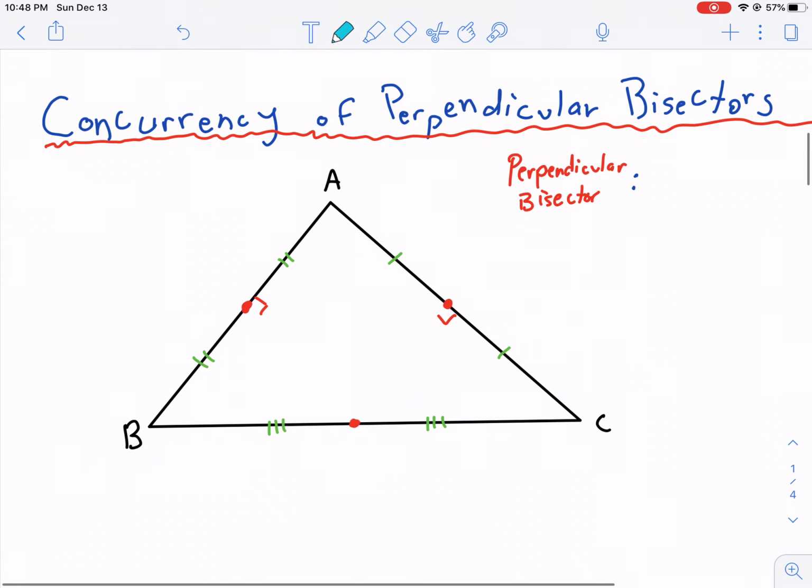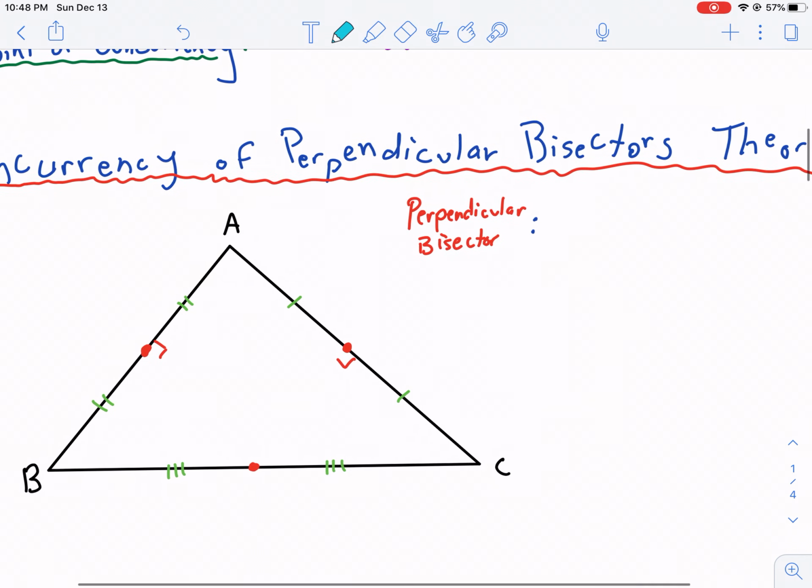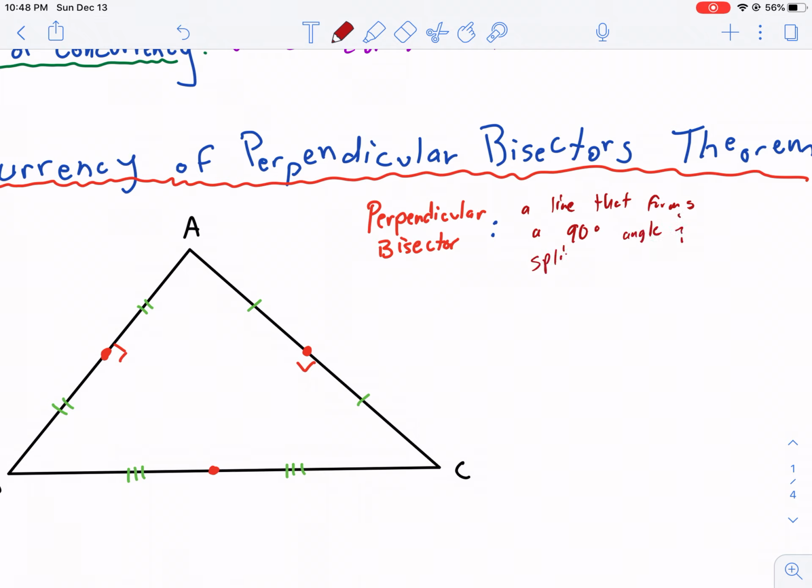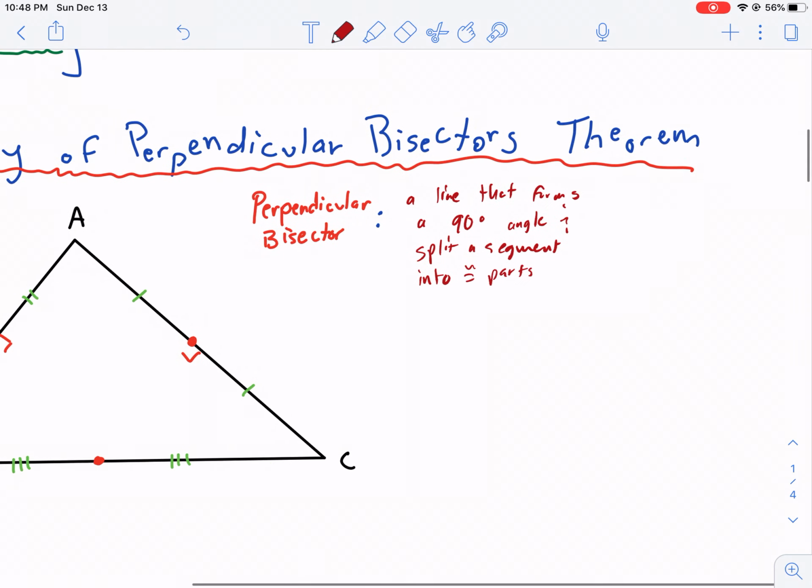So we're looking here at triangle ABC. Oh, here's vocab. Perpendicular bisector. Almost missed it. That is a line that forms a 90-degree angle and splits a segment in two, into two equal parts. How about into congruent parts? I like that. All right.